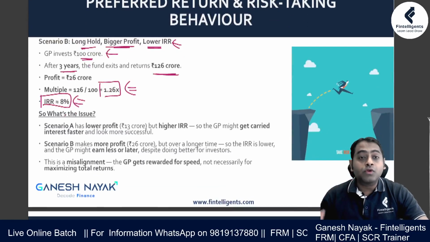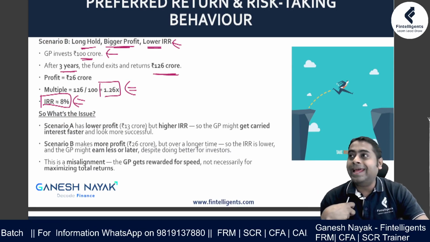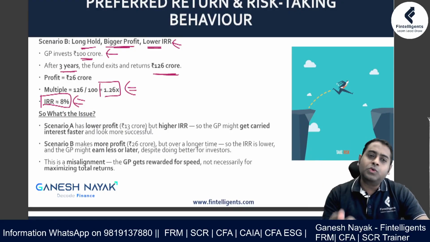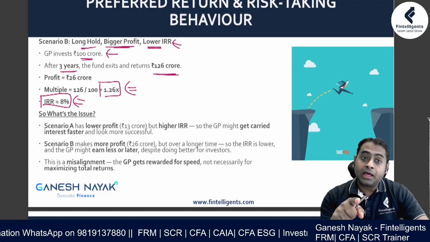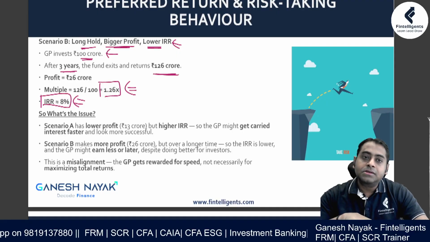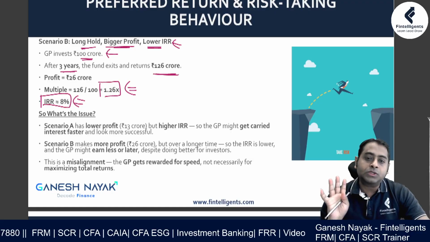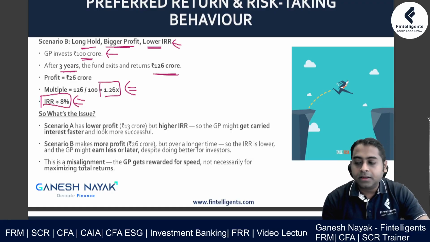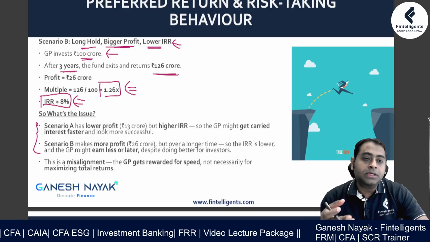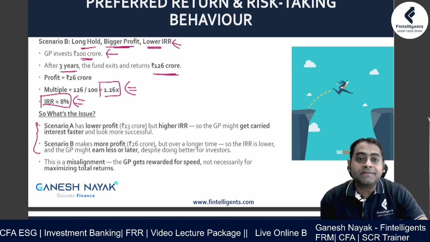Now, when you compare scenario A and scenario B, if I am an LP, I'm thinking like this. In scenario A, my overall profit is only 13 crores, but the IRR is 25%. I'll have to pay the carried interest. But in the second case, even though the overall profitability is big, in terms of IRR it is only 8%. So I will not have to give anything. Correct? So if you only look at the internal rate of return, then your process of checking the incentive is misaligned.